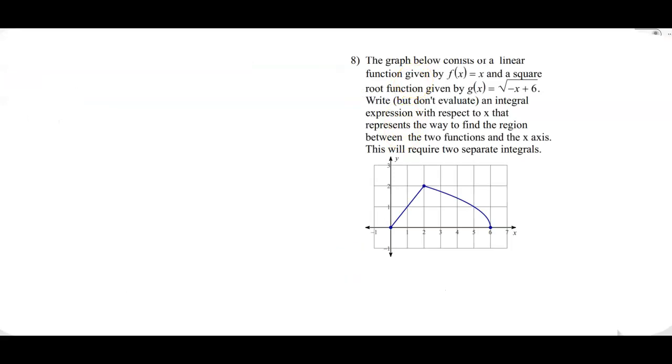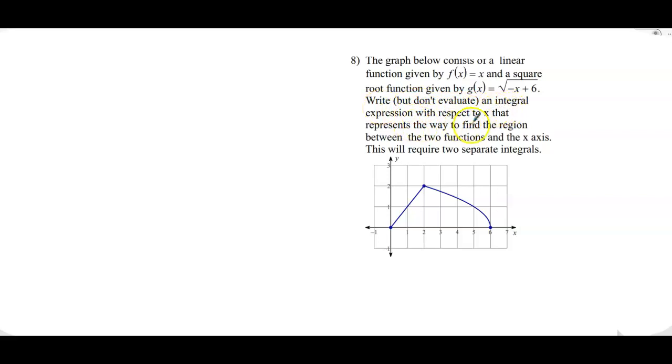Okay, so it says the function below consists of a linear function, f of x equals x, that's this straight one here, and a square root function given by this equation here, which is that one. It says write, but don't evaluate. So in other words, we're just going to write the equation out. We're not going to actually solve it.